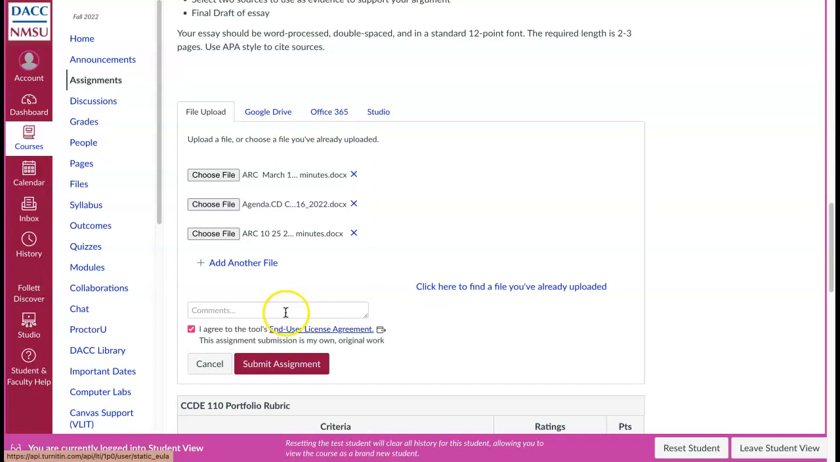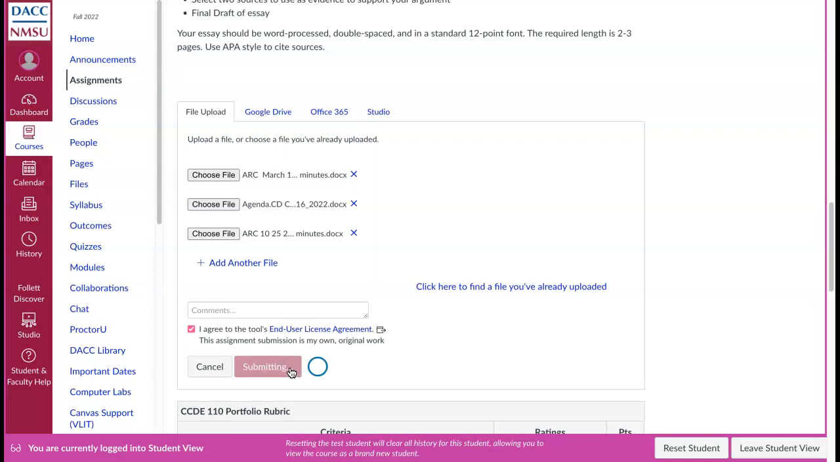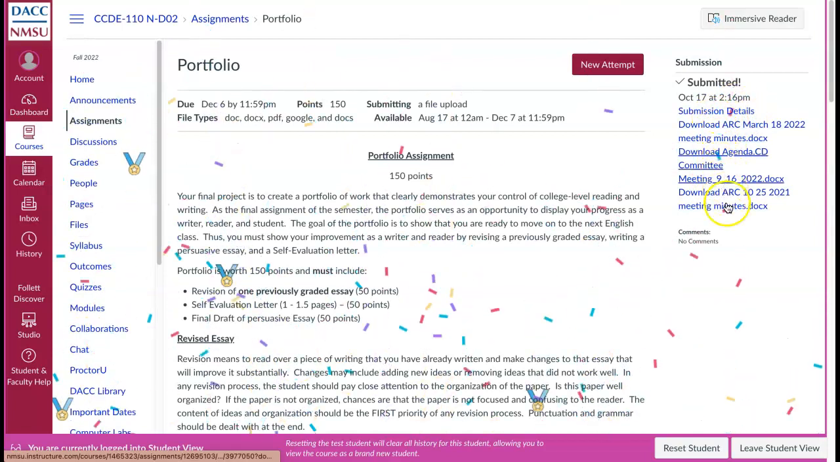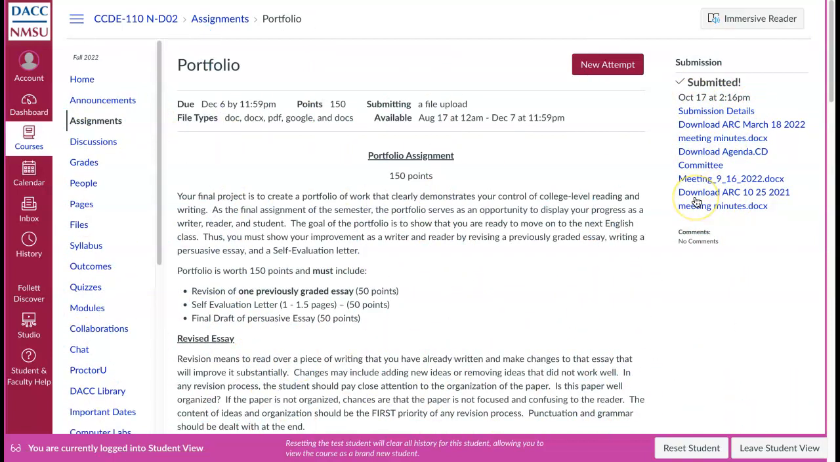Now, I do want to mention that if you're using Google Drive or Office 365, that might be a little bit different. So I always suggest that if you have Google Drive or Office 365, download the file as a Word document or PDF. That way you can go ahead and submit it this way. So once you have all of these files, we can go ahead and click on Submit Assignment, and you will see that it's going to show up as all 3 files. See? So now we have all 3 files here.